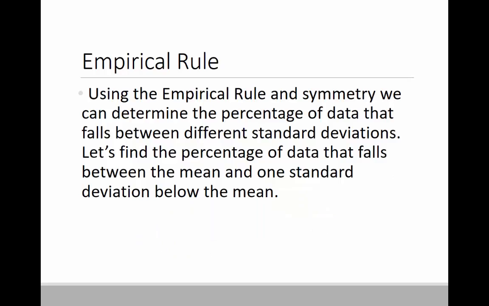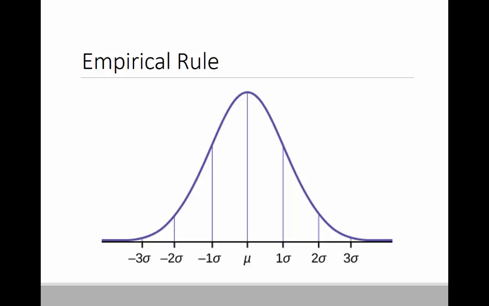Using the empirical rule and symmetry, we can determine the percentage of data values that fall between different standard deviations. Let's find the percentage of data that falls between the mean and 1 standard deviation below the mean. Let's begin by drawing our normal distribution curve. Based upon the empirical rule, we know that roughly 68% of the data lies within 1 standard deviation, both above and below the mean. Using symmetry, we see that half the data is going to exist below the mean, and half the data must exist above the mean. In terms of a percentage, approximately 34% of the data lies between the mean and 1 standard deviation below the mean.